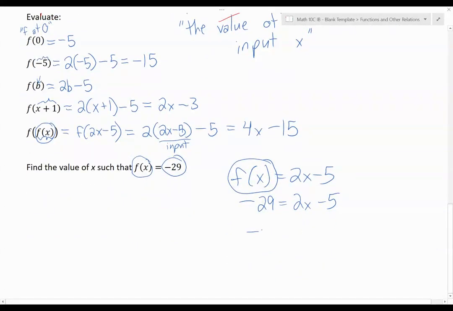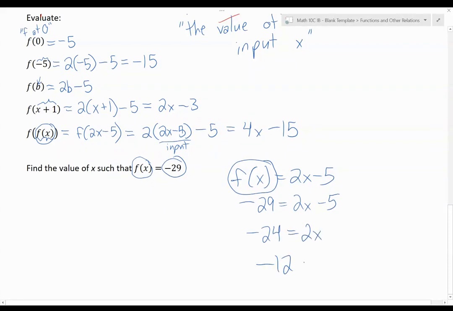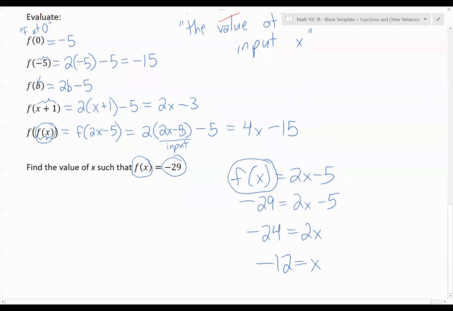So add 5 to both sides. I've got negative 24 equals 2x, divide by 2, and I get negative 12 equals x. So the value of x that would give me a function value of negative 29 is negative 12.